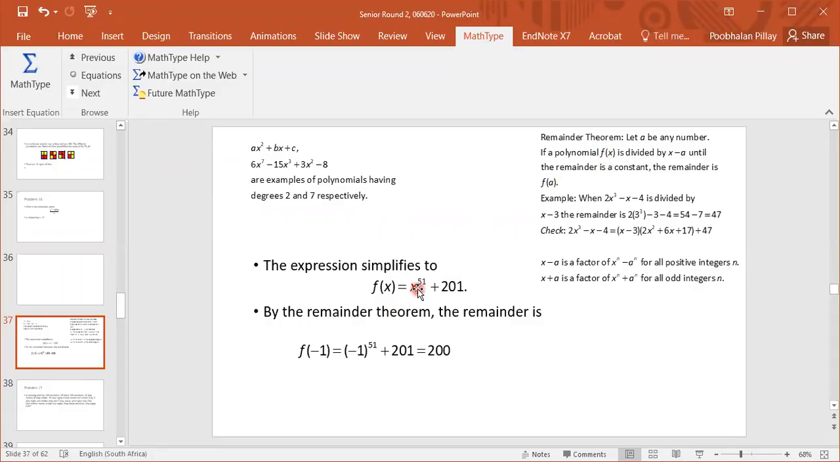So this could be f of x, that could be f of x, that could be f of x. All these are polynomials. So we give a general name to a polynomial. So this is a random polynomial. And you're dividing it by x minus a, right?